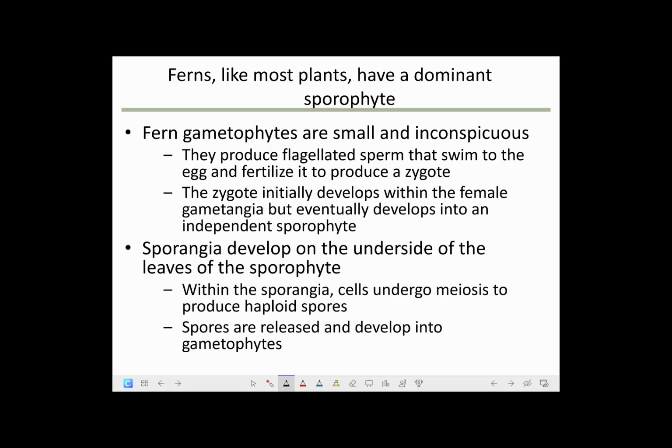So let's take a look at ferns, refresh our memory on ferns. In ferns, the gametophytes are small and inconspicuous. The sporophyte is the dominant stage of the life cycle. In all the plants except for the bryophytes, whose sporophytes only have one sporangium, ferns and other seedless vascular plants produce many spore cases, many sporangia, and they develop on the underside of the leaves of the sporophyte. Sometimes it's obvious, and sometimes the leaves are so modified that you wouldn't make that distinction. And that's where meiosis takes place to produce spores.